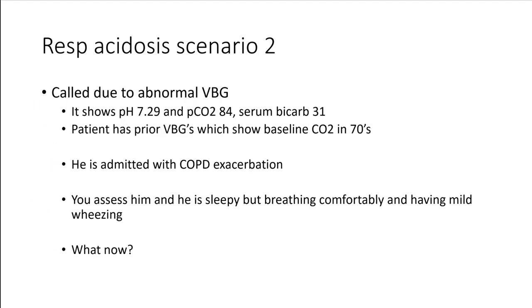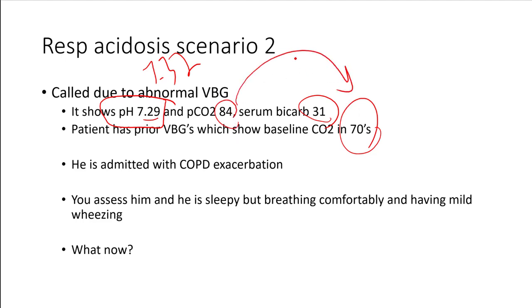Scenario 2, you're called for this VBG by the nurse, pH is 7.29, and the CO2 is 84. Patient's bicarb is 31, so he's somewhat compensating. And you look at old VBGs, and the guy's always rolling in the 70s. But as you see here, he is a little bit acidotic. So even if you convert from VBG to ABG, that's still a little bit low, maybe 7.32. And that CO2 is also a little bit higher than his baseline. So this might make me think, okay, we're heading the wrong direction. We should probably intervene to some extent to make sure that this is getting better and track the blood gas to make sure that it doesn't get too much worse.